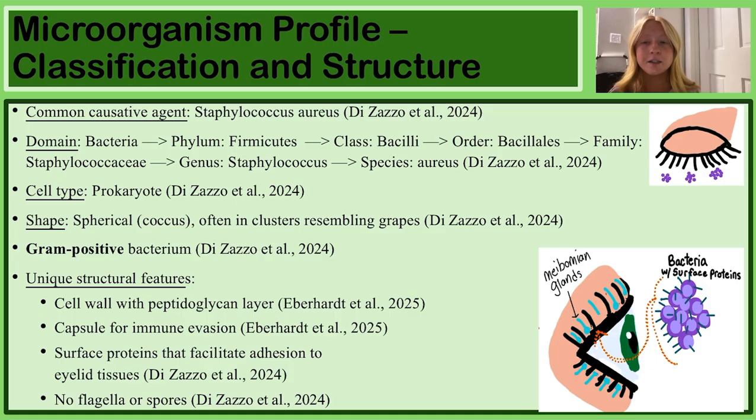S. aureus has some special features that make it successful at colonizing the eyelid. Its cell wall contains a thick peptidoglycan layer, which provides structural strength and protects from certain immune attacks. The capsule helps it evade the host immune system, and its surface adhesion proteins allow it to attach firmly to the eyelid margins and hair follicles. But it doesn't have flagella, so it doesn't move actively, and it doesn't form spores, which differentiates it from some of the other gram-positive bacteria. These characteristics all contribute to its role in chronic inflammation.